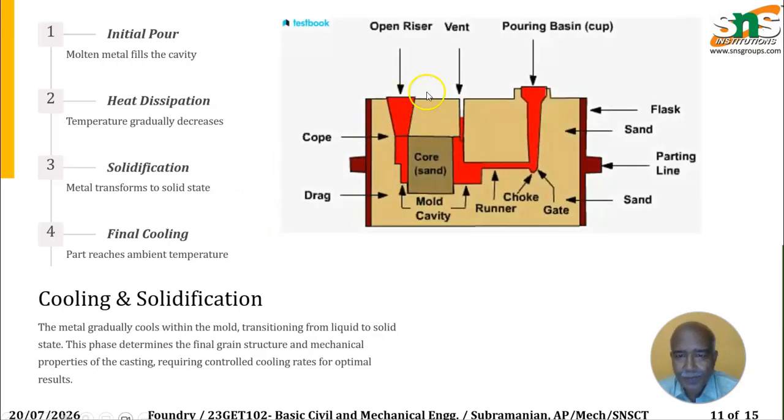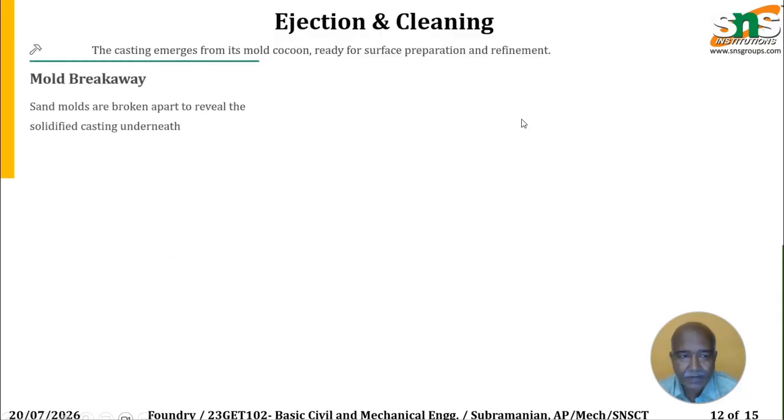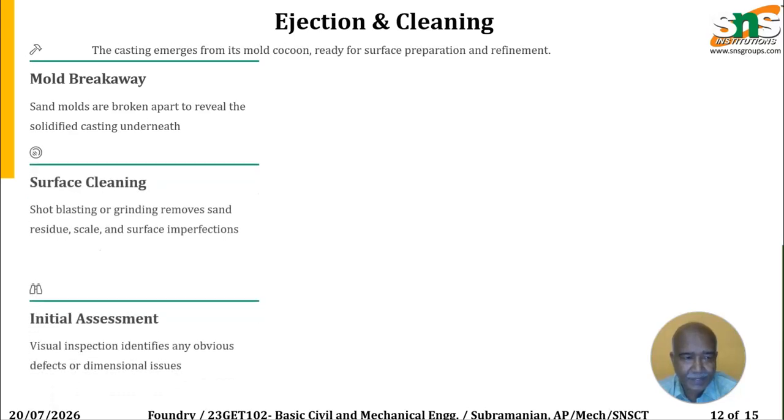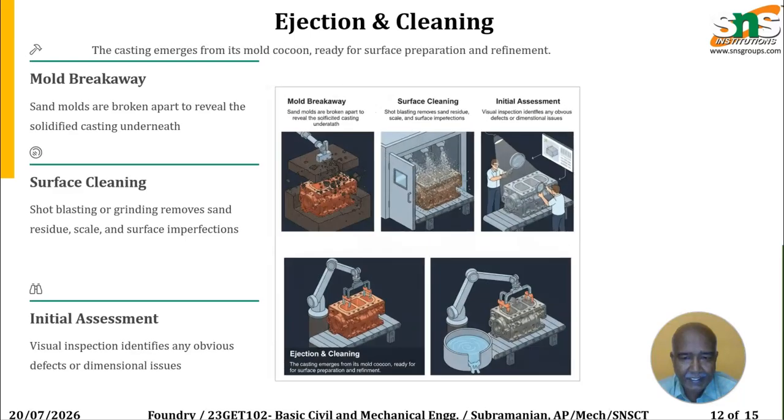Whenever you pour the metal into this, it fills the required part and rises into the riser. A vent is provided. Any gases left inside the mold will escape through the vent holes. Finally comes ejection and cleaning. First we break the mold and clean the surface. Next comes the initial assessment, and finally we get the part itself.